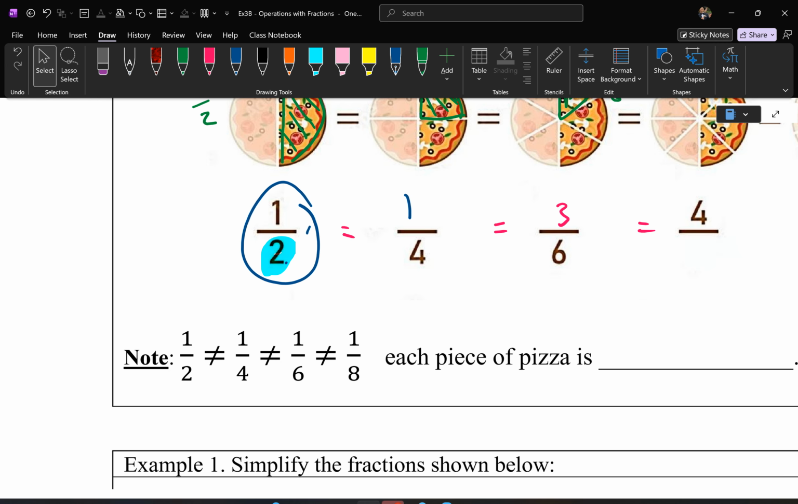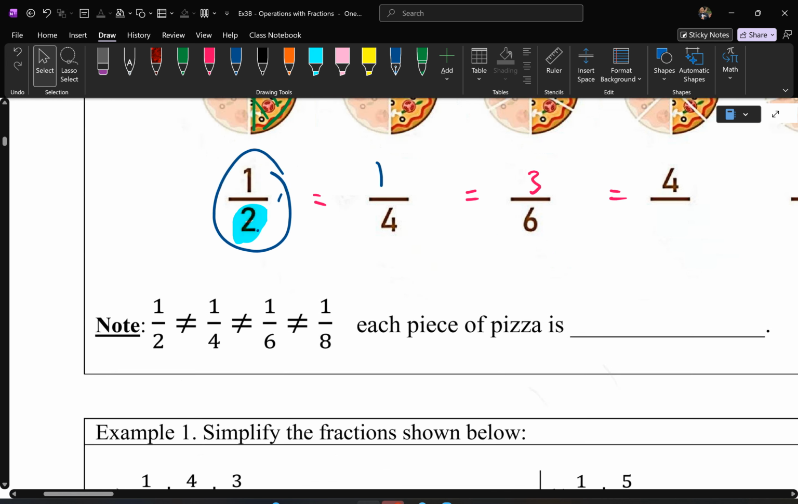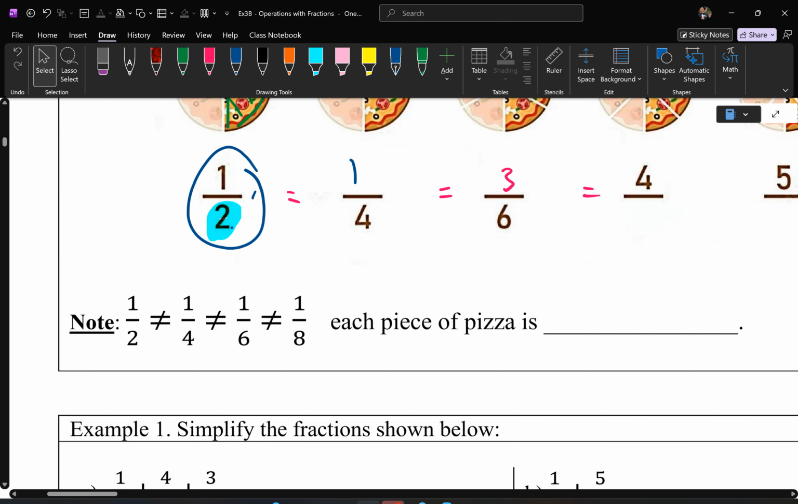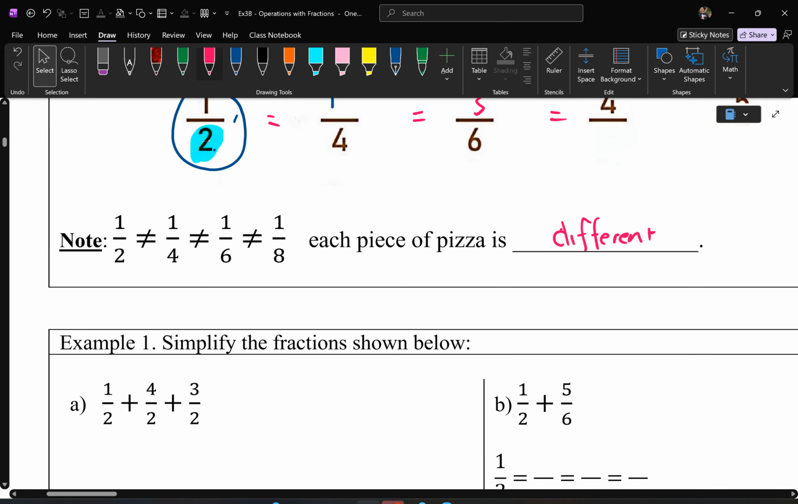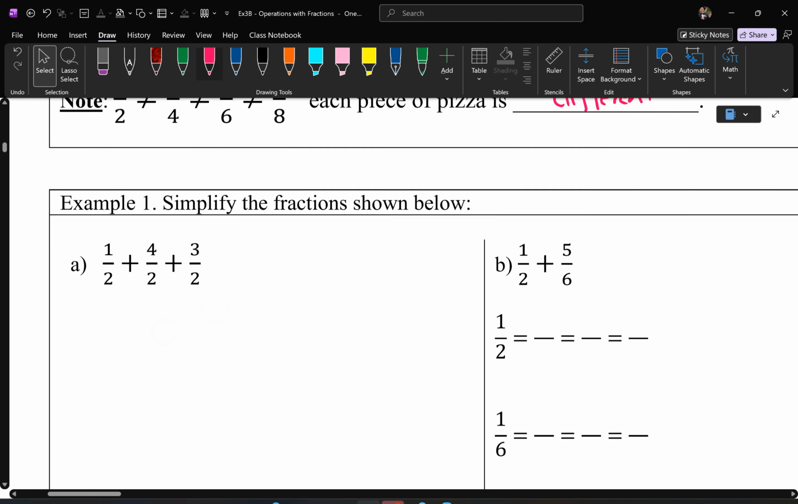Okay? This is one of the core key concepts as to why, when you learned how to add and subtract fractions, we had to do what we needed to do. So I'm going to show you an example. Each piece of the pizza is different, and I want you to write this in, this is a really key concept. If you get it, you understand why we do things the way we do. So, they are different.